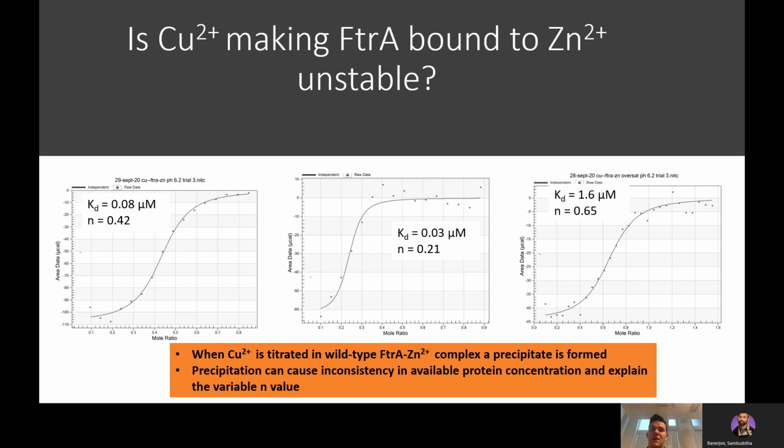So here are the graphs of copper being titrated into FtrA zinc. And as you can see, the mole-to-mole ratio differs a lot, so 0.21, 0.42, and 0.65, as well as a precipitate being formed. So it's really inconsistent, but zinc is obviously doing something to cause this difference in the copper binding.